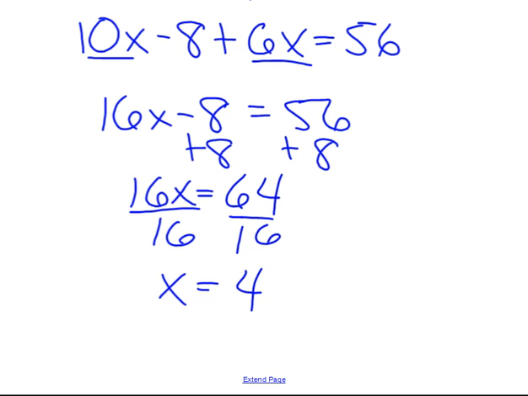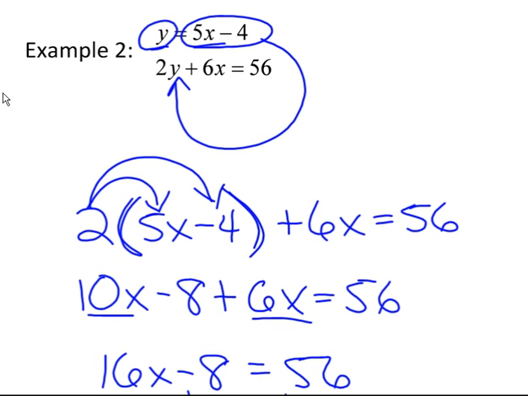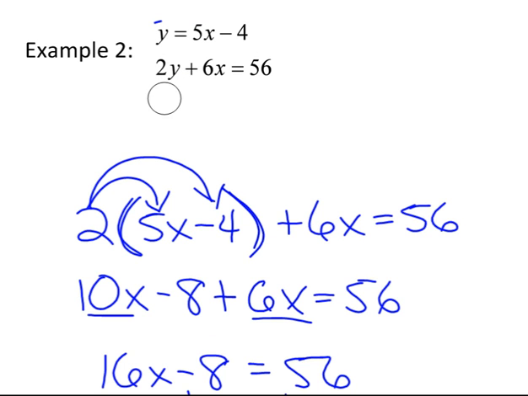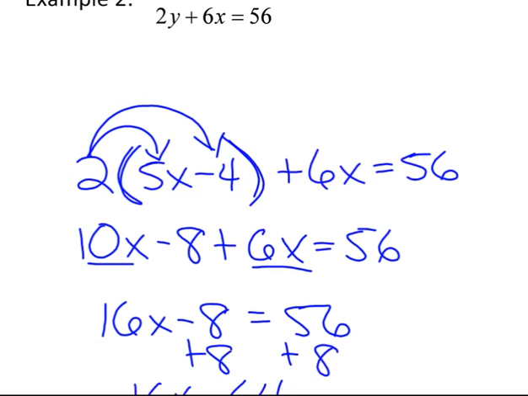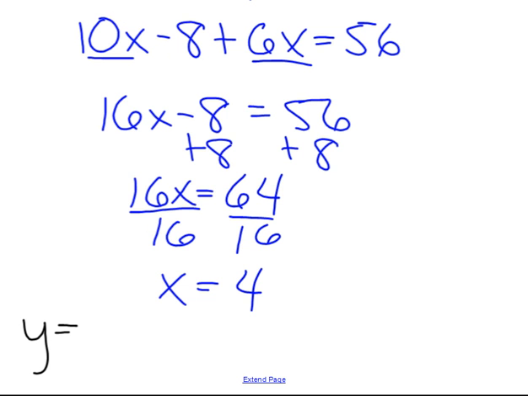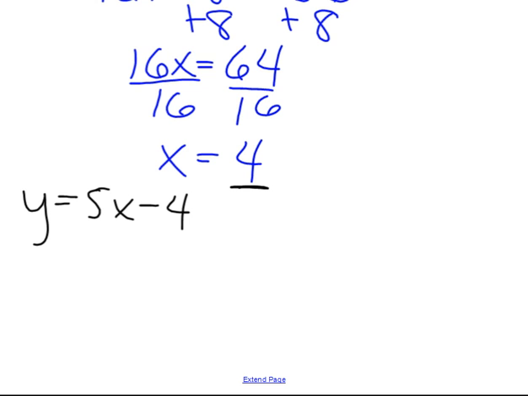Remember, you're not done. You need an x value and a y value. So I know what x is, so let's go back up here. Okay, let's see. I will probably put it into the top equation. Again, less work involved. So y equals 5x minus 4, but my x is 4.